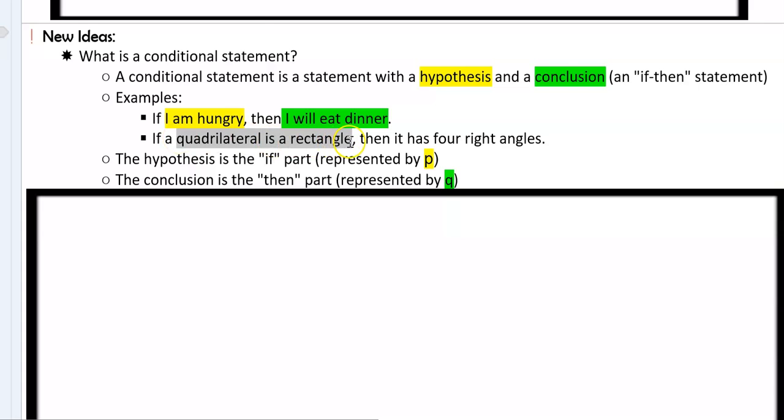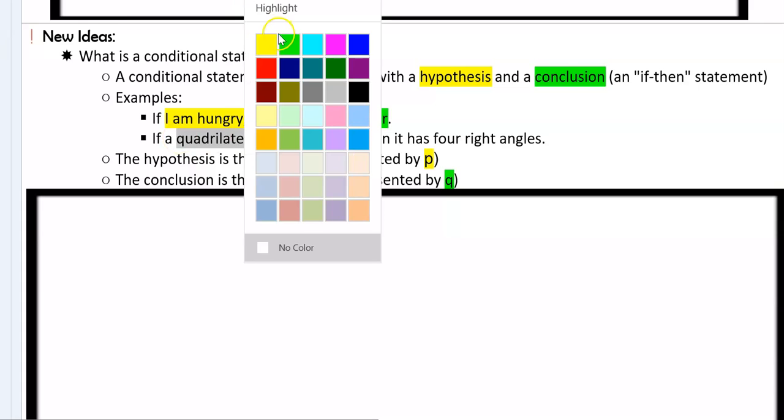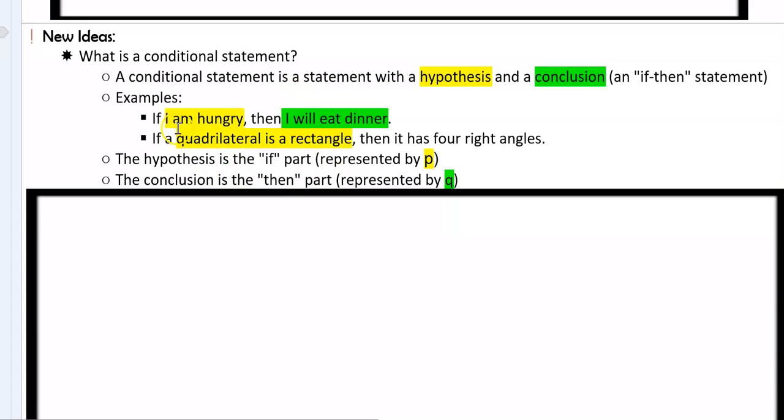If a quadrilateral is a rectangle, we have the if, so that is the hypothesis. The part after the then is going to be our conclusion.